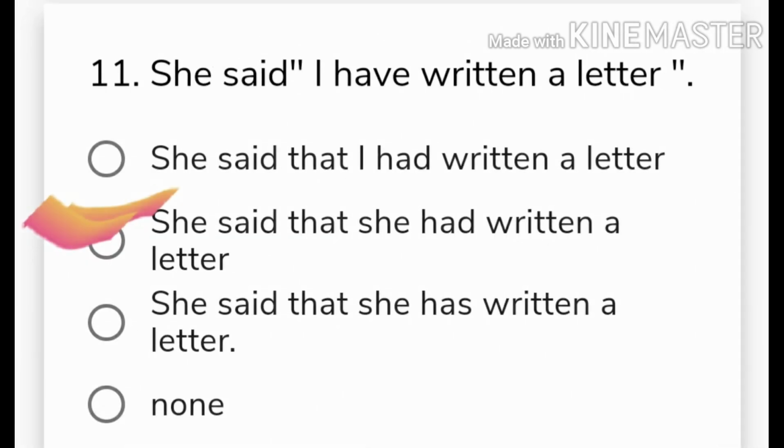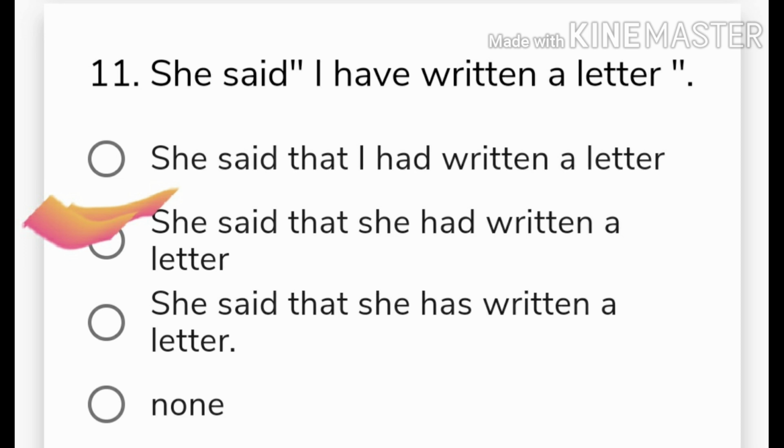Next, she said I have written a letter. This is present perfect, so we have to change it into past perfect. She said that I had written a letter. Here instead of I we have to use she, because I is the first person. We have to see the subject of the reporting verb. Number 2 option. She said that she had written a letter. So this is the right answer. Number 3, she said that she has written a letter. It means which one is correct? Number 2. She said that she had written a letter.